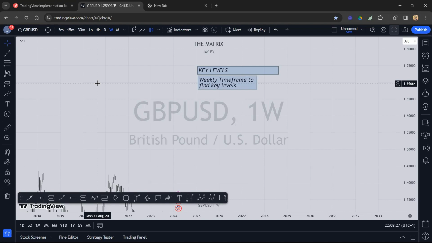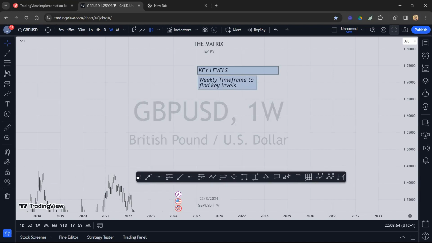Now there are some circumstances whereby the weekly time frame may be a bit messy for you to spot key levels that are obvious. You could get help from the monthly time frame. But strictly, we draw our key levels on the weekly time frame. Now, let's get into our chart and see some examples.